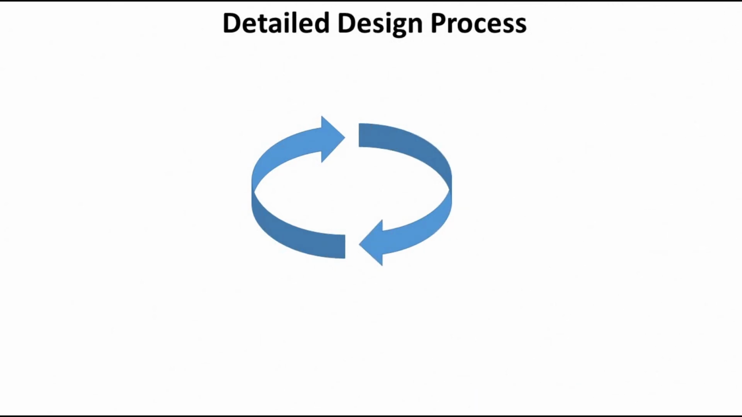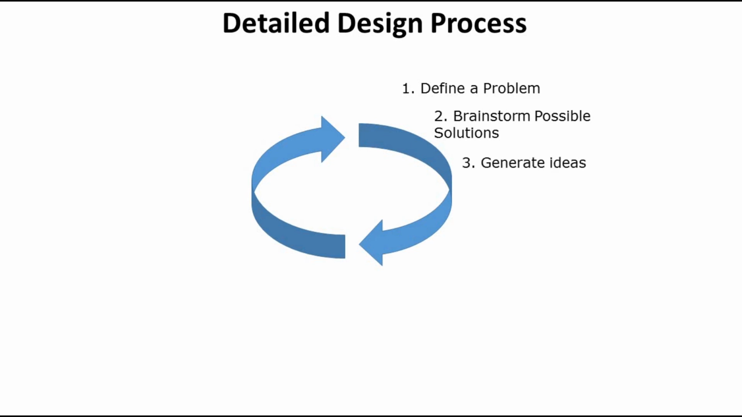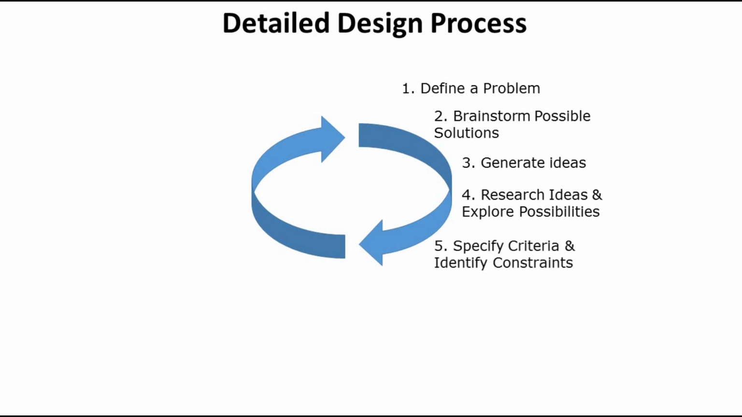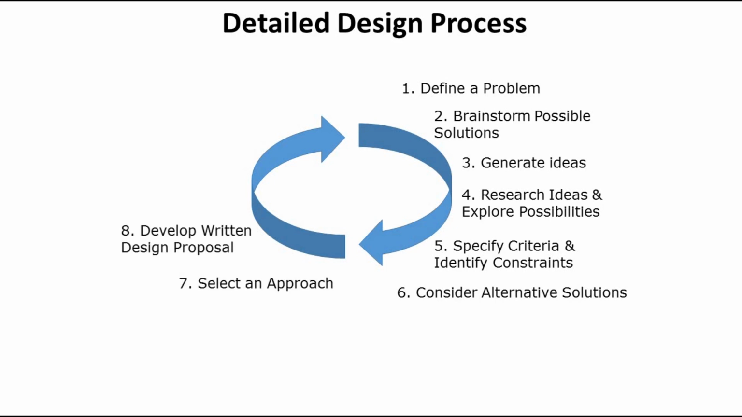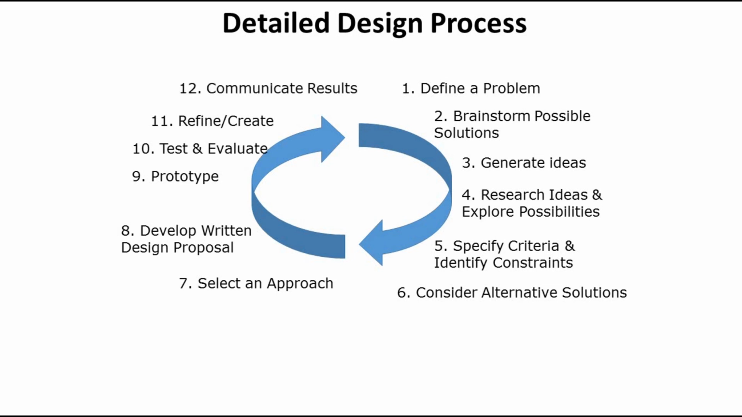So six steps are involved in a design process, and we can have detailed design process steps. First, define a problem and brainstorm the possible solutions, generate ideas, research ideas and explore possibilities, specify the criteria and identify constraints, consider alternative solutions, select an approach, develop a written design proposal, consider prototyping, test and evaluate, refine and create the design, and finally communicate the results or the solution.